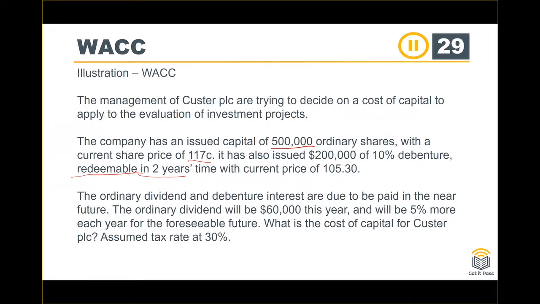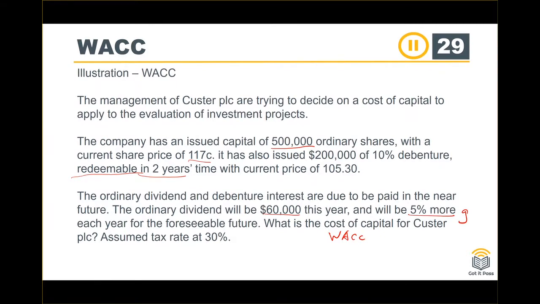So let's check how to estimate the cost of equity. What information is provided? The ordinary dividend and debenture interest are due to be paid in the near future. The ordinary dividend will be 60,000 this year and will grow 5% more each year for the foreseeable future. What is the cost of capital, meaning the WACC, for Custer PLC? The assumed tax rate is 30%.